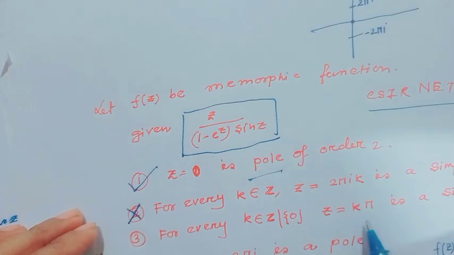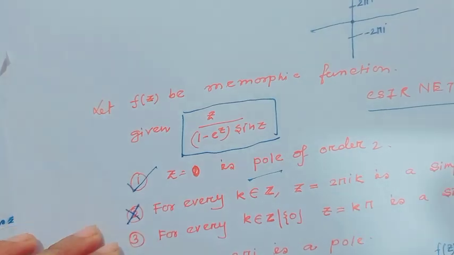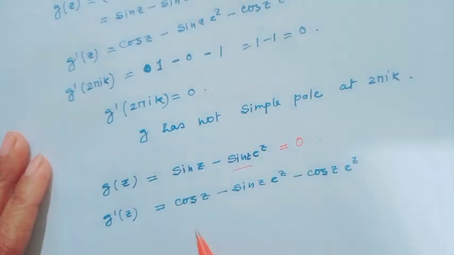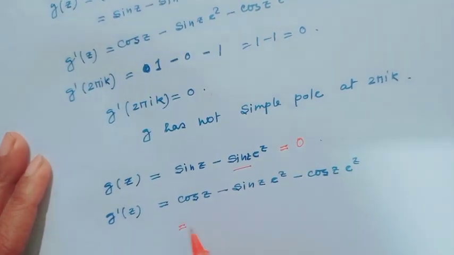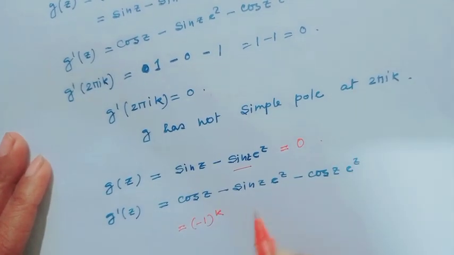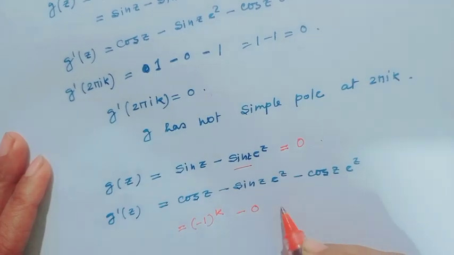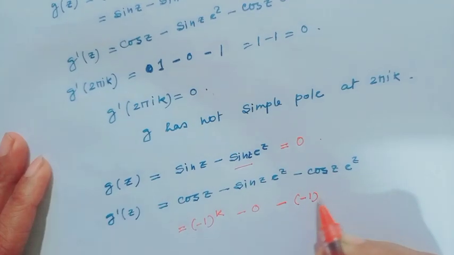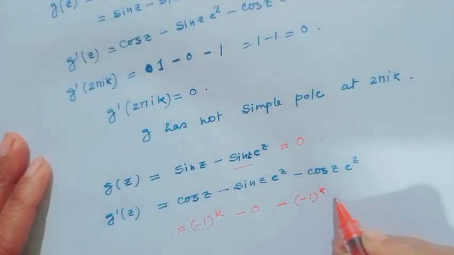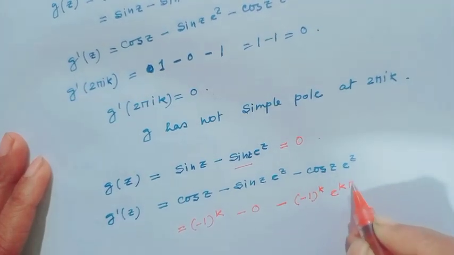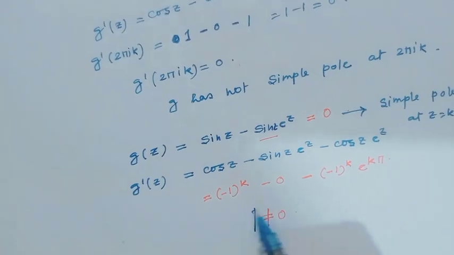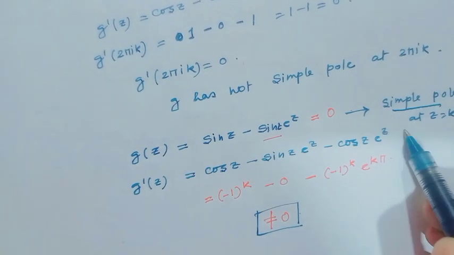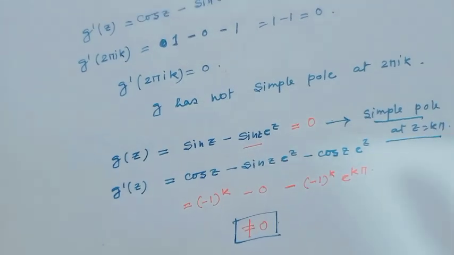Option 3, z equal to k pi is a simple pole. Sin k pi is 0, here also sin k pi is 0. That means this value is 0. Cos k pi means minus 1 to the power k, times e to the power k pi. And this value is not equal to 0. So g(z) has a simple pole at the point z equal to k pi.